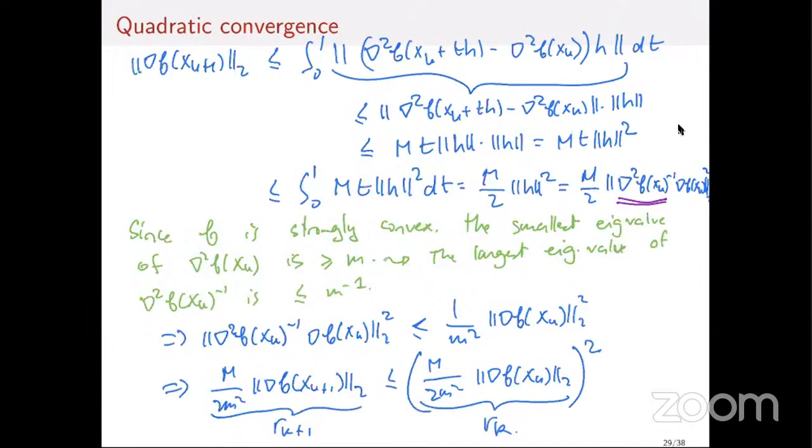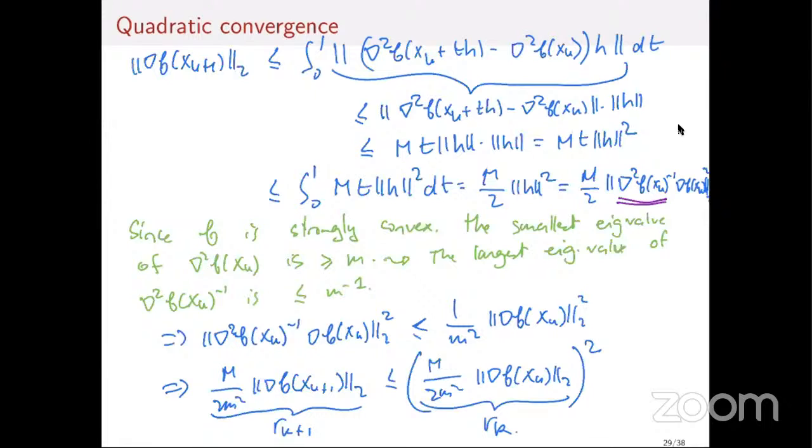This is probably the simplest way to mathematically justify this quadratic convergence of Newton's method. We put some assumptions to make things easy. There are some more advanced proofs with different assumptions on f. But I think this is a simple way to justify this quadratic convergence.